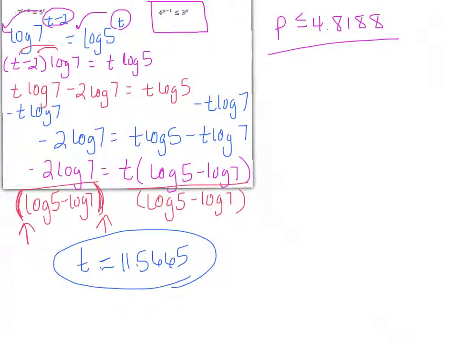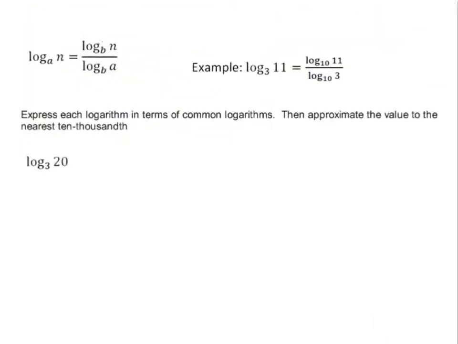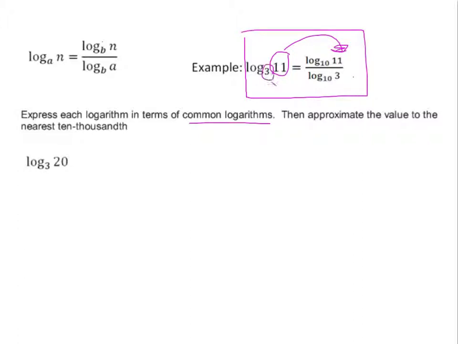So there's one other thing we want to discuss, and that is we can express any logarithm with any base number in terms of common logarithms just by using this formula. Log base a of n is equal to log base b of n over log base b of a. The logarithm that we know is base 10, our common logarithms. So for example, if I wanted to express log base 3 of 11 in terms of log base 10, it'd be log base 10 of 11 over log base 10 of 3. That's log base 10 of the number you were taking the log of over log base 10 of the base number.